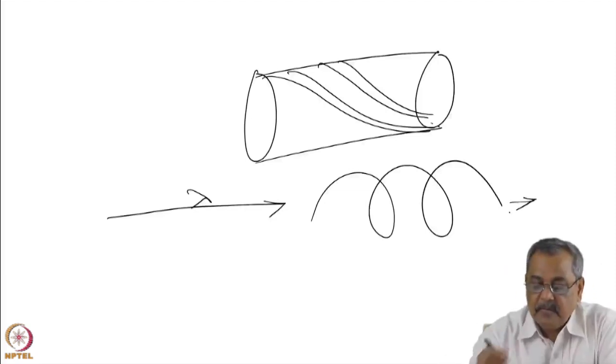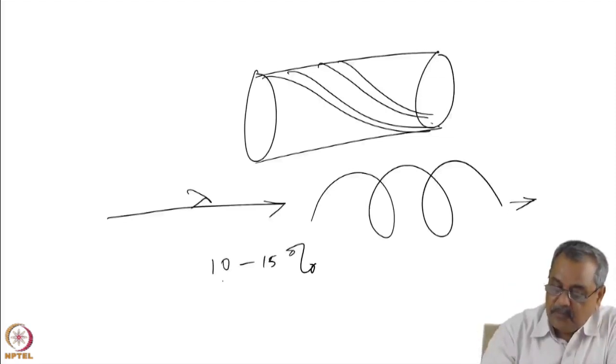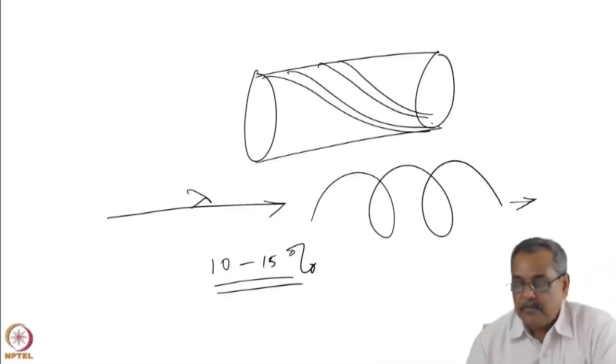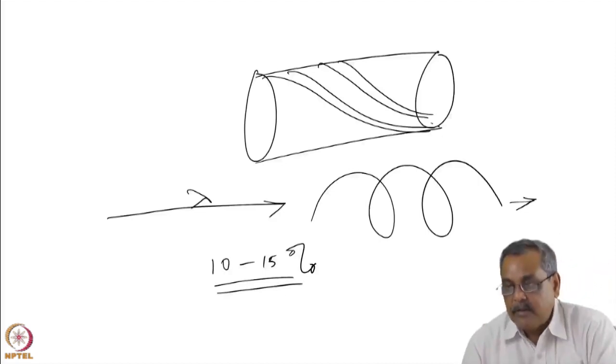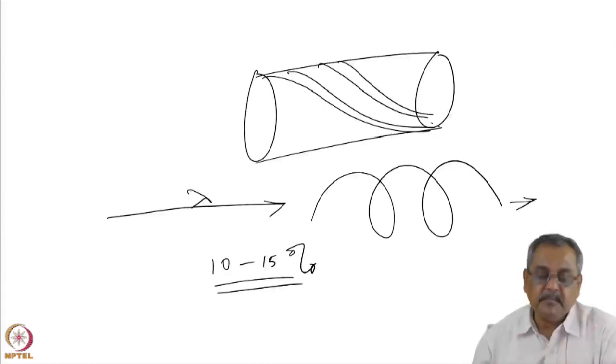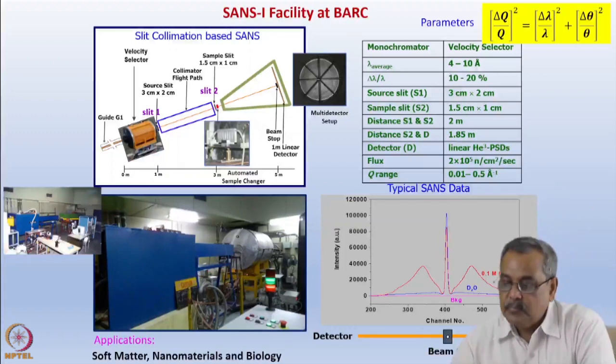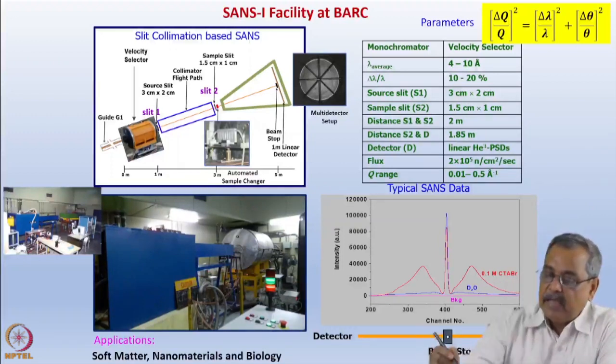And in this mechanical assembly, I can get 10 to 15% velocity width, which will add to the intensity, and at the same time will not disturb the experiment because I know my delta theta by theta is of the order of 10%. So here you can see that we can actually calculate it out.